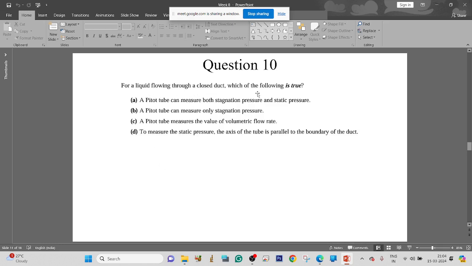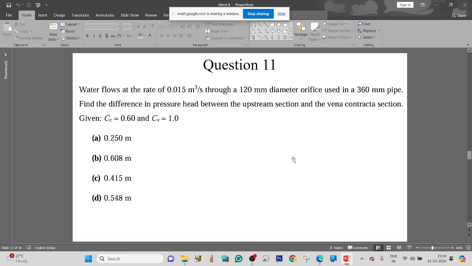For a liquid flowing through a closed duct, which of the following is true? A pitot tube can measure both stagnation pressure and static pressure. A pitot tube can measure stagnation pressure. A pitot tube measures the value of the volumetric flow rate. To measure the static pressure, the axis of the tube is parallel to the boundary of the duct. Obviously, the pitot tube can measure only stagnation pressure in case of flow through a closed duct.